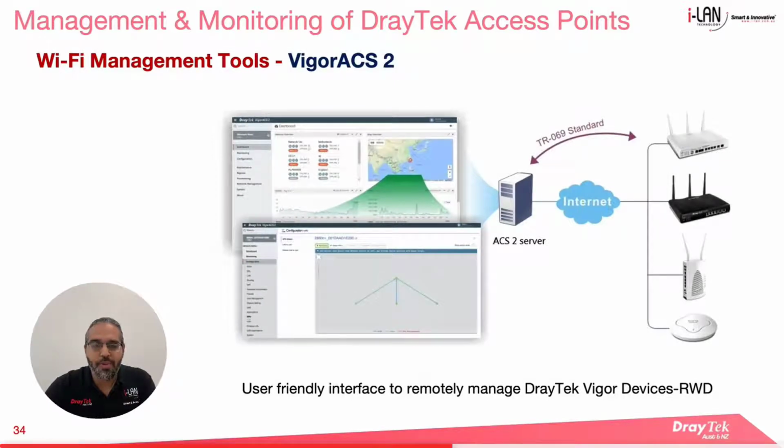The last management tool we'll look at is Vigor Acs-2. This is a centralized management system for DrayTek Vigor devices. ACS stands for Auto Configuration Server. It has a user-friendly interface, allowing network administrators to configure, monitor, and manage DrayTek devices remotely. It has all the features of Vigor Connect and more. Plus, it can be used to manage remote networks, so it's not restricted just to your local network.